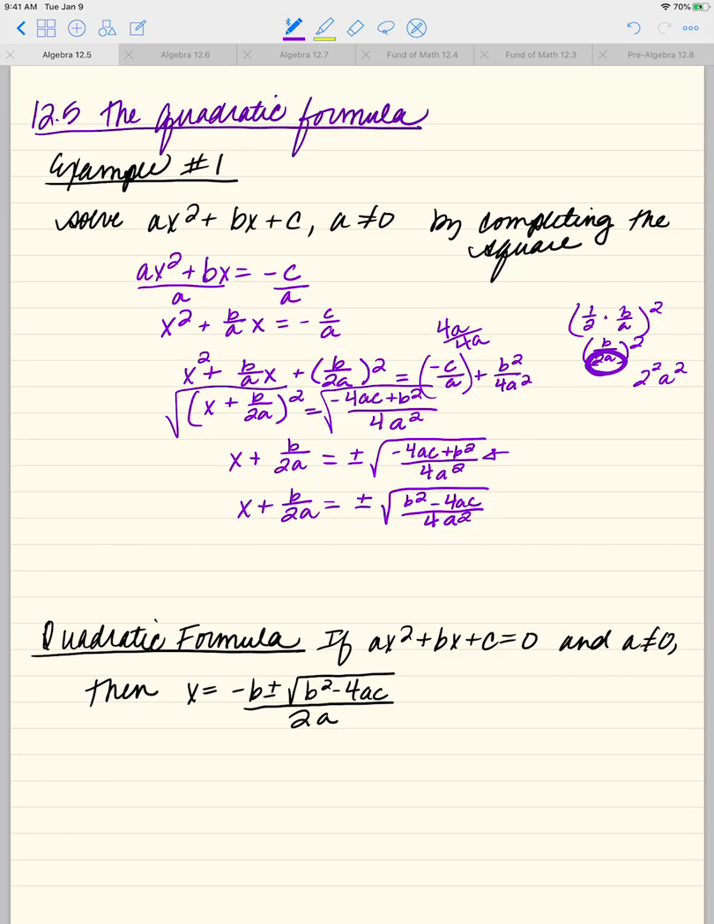Okay, take a look at that right hand side and see if there's anywhere that we can simplify at all. Okay, is there anywhere we can simplify? Well, I can simplify the denominator, right? Because that is 4a squared, and square root over numerator and denominator means I can square root the numerator, I can square root the denominator. So the square root of 4a squared is going to be 2a. So let me just simplify that really quick. So I get x plus b over 2a is equal to plus or minus the square root of b squared minus 4ac over 2a.